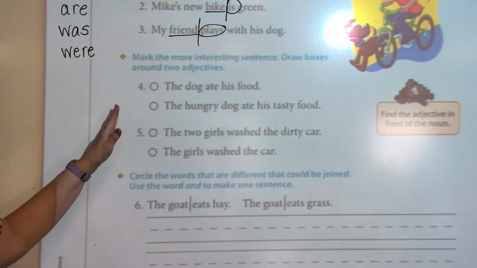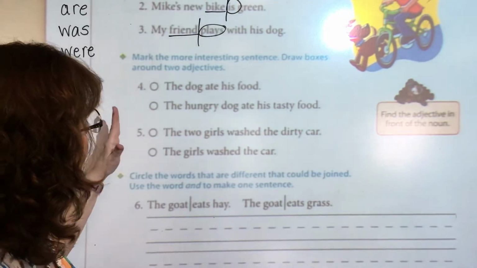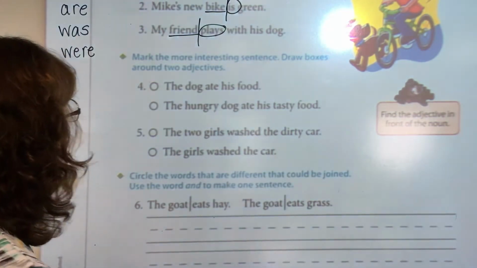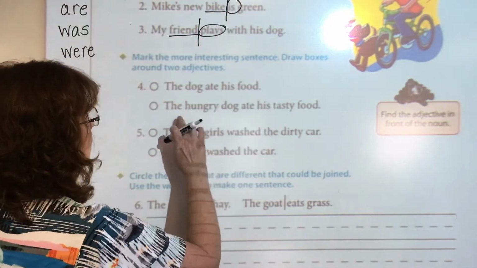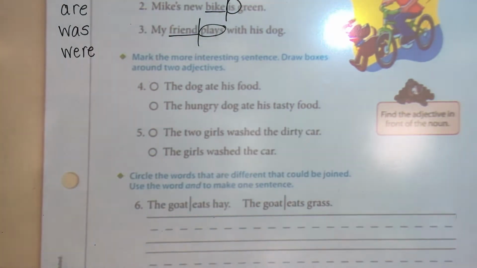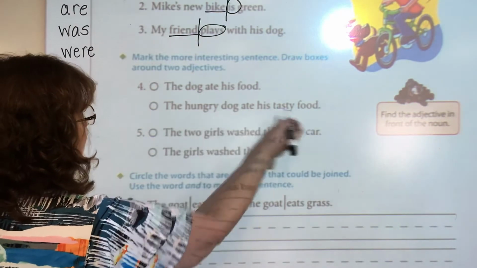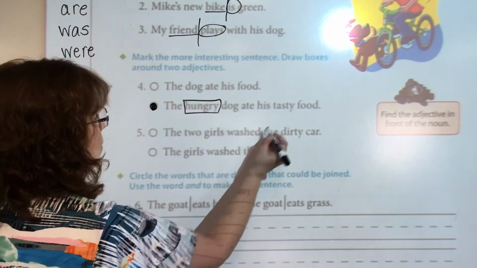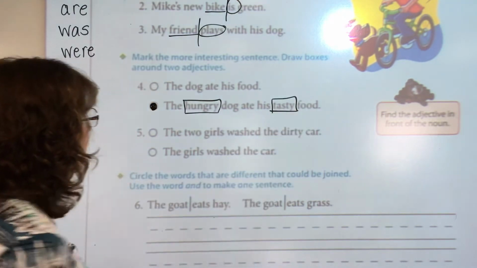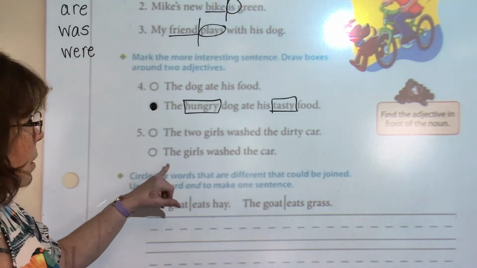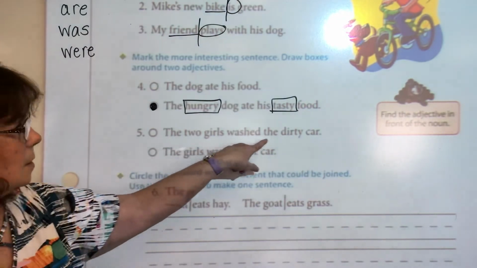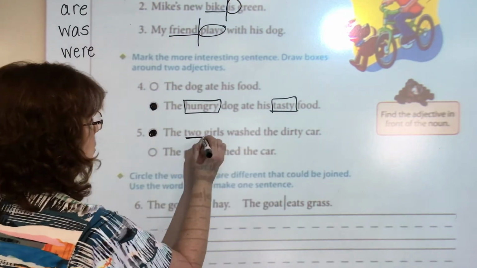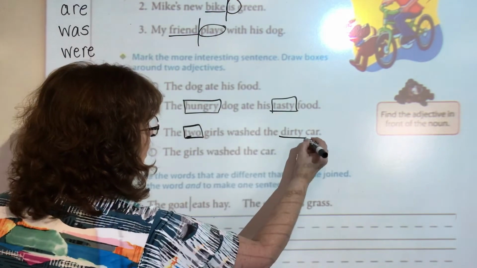Okay, then like we talked about in our last lesson, we're going to find the more interesting sentence and we're going to draw boxes around the two adjectives. Okay, so the dog ate his food. The hungry dog ate his tasty food. So this is going to be our more interesting sentence. And then what kind of dog? Hungry. What kind of food? Tasty. The two girls washed the dirty car. The girls washed the car. So this gives us a better picture. So it's the more interesting sentence. How many girls? Two. What kind of car? Dirty.